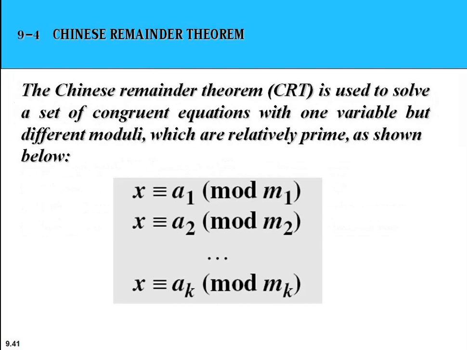Another important theorem which is used in cryptographic functions is the Chinese remainder theorem. This Chinese remainder theorem is used to solve a set of congruent equations with one variable but with different moduli, which are relatively prime to each other. Here we need to find the value of x that is congruent to a1 mod m1, a2 mod m2, up to ak mod mk, and the condition is that m1, m2, up to mk are all relatively prime to each other.